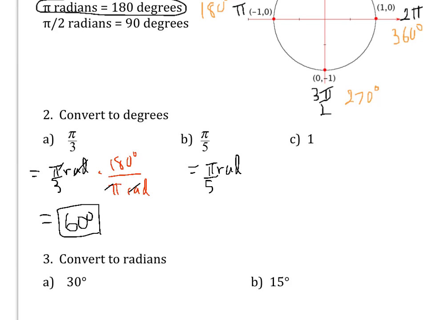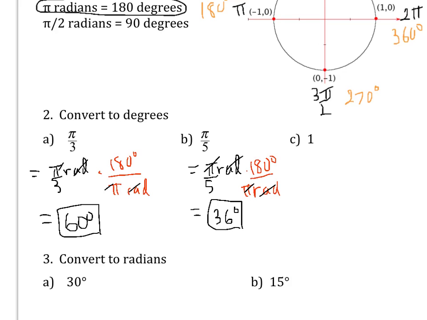You want to cancel the radians again, so you do the same thing. You'd multiply, you want radians on the bottom, so pi radians is 180 degrees. And then let's see, you could cancel the pi's and the radians. You get 180 degrees by 5. I think that's 36. You better check me on that one.